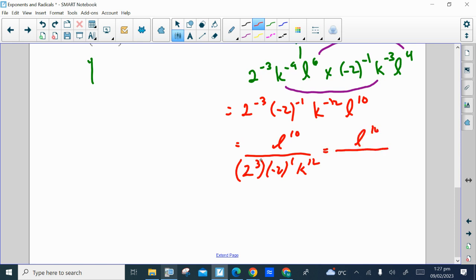So on the bottom, 2 to the power 3 means 2 times 2 times 2, which is 8. Negative 2 to the power 1 stays negative 2. And I've got the k to the 12. The last thing I would do is I would multiply the 8 and negative 2 together to get negative 16, k to the 12.